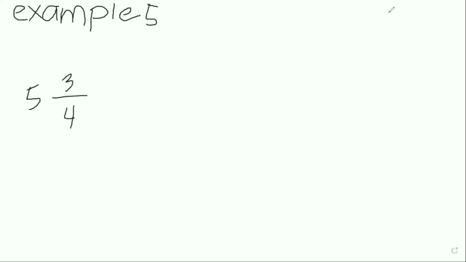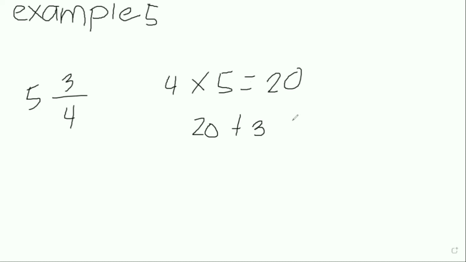Our fifth example is 5 and 3/4. So let's multiply first 4 and 5. 4 times 5 equals 20. And then this product will be added to the numerator, which is 3. 20 plus 3 equals 23. And this will be our new numerator. And then we're just going to copy the denominator 4. So our answer is 23/4.